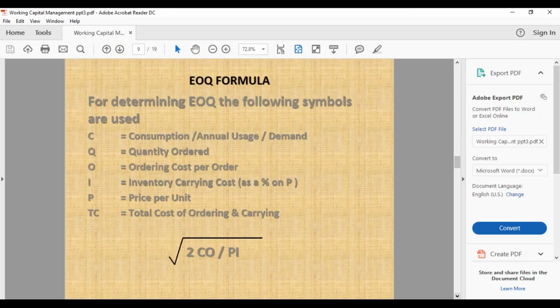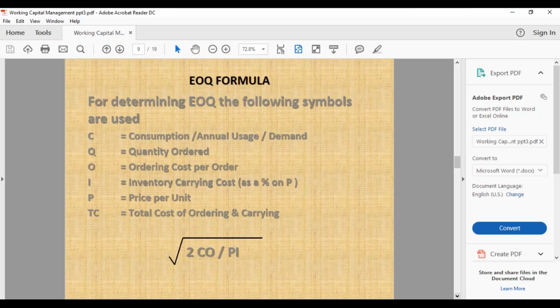So the economic order quantity is determined by the formula: square root of 2CO divided by PI. C is the consumption, annual usage or demand. Q is the quantity ordered. O is ordering cost per order. I is inventory carrying cost as a percentage of P. P means price per unit. PC is the total cost of ordering and carrying.